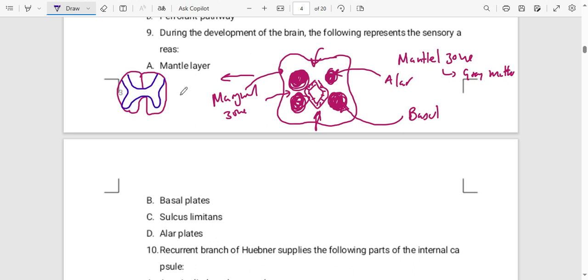And so here you are going to have this part, which is the posterior horn. You have the lateral horn, and then you have the anterior horn. You know the anterior horn is motor, the lateral horn is part of the autonomic nervous system, right? Sympathetic and parasympathetic. While the posterior horn is a sensory horn. So the ala plate, which is posterior, is the one that forms the posterior horn. The lateral horn and the anterior horn are going to come from the basal plate.